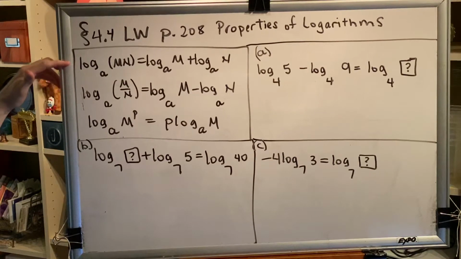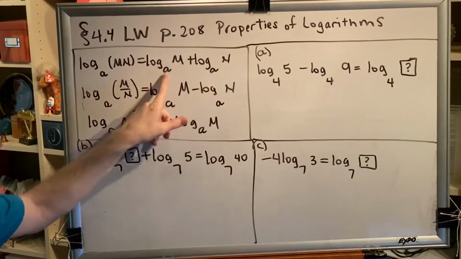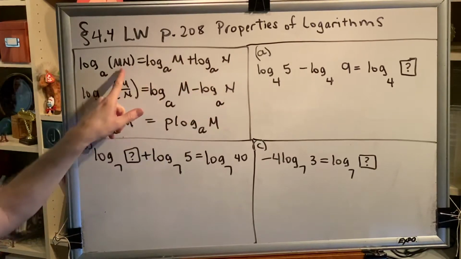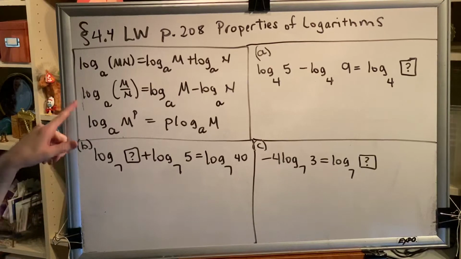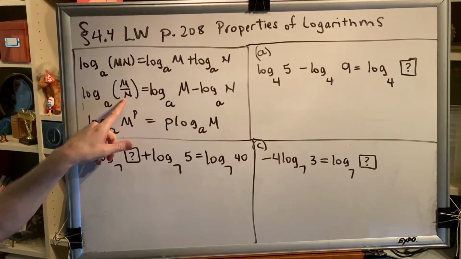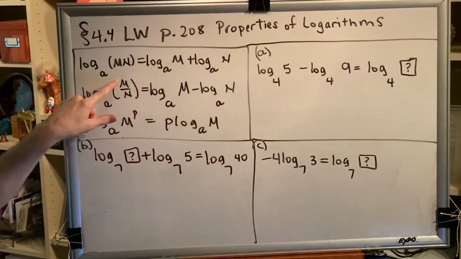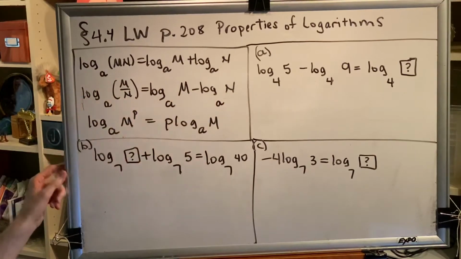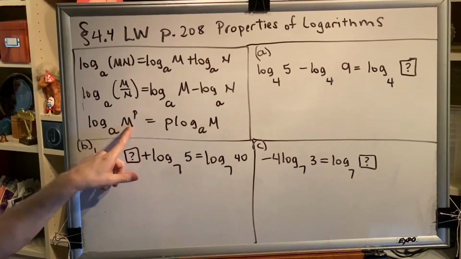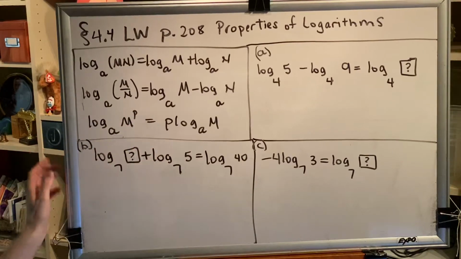All right, so the product rule says when you have a log of a product, you can write that as two logs being added, where the arguments of those two logs were the two things that were being multiplied. The quotient rule says when you have a log of a fraction, of a quotient of division, you can write that as two logs being subtracted, where the first argument is the numerator and the second argument is the denominator. And finally, the third log rule that we learned says when your argument of your log has an exponent, that exponent can be moved to the front of the log as a multiplying factor.